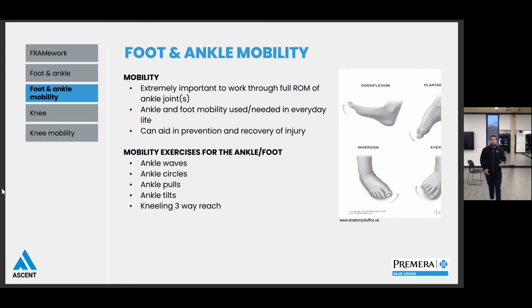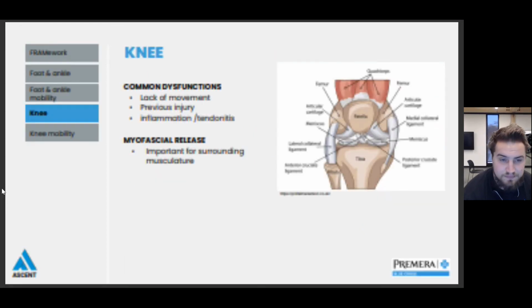And as we learn to work through these desired movement patterns and also tolerate some load in these movement patterns, that can then lead to prevention and recovery from injuries. And then we'll be covering all these mobility exercises at the end, along with exercises for the knee.